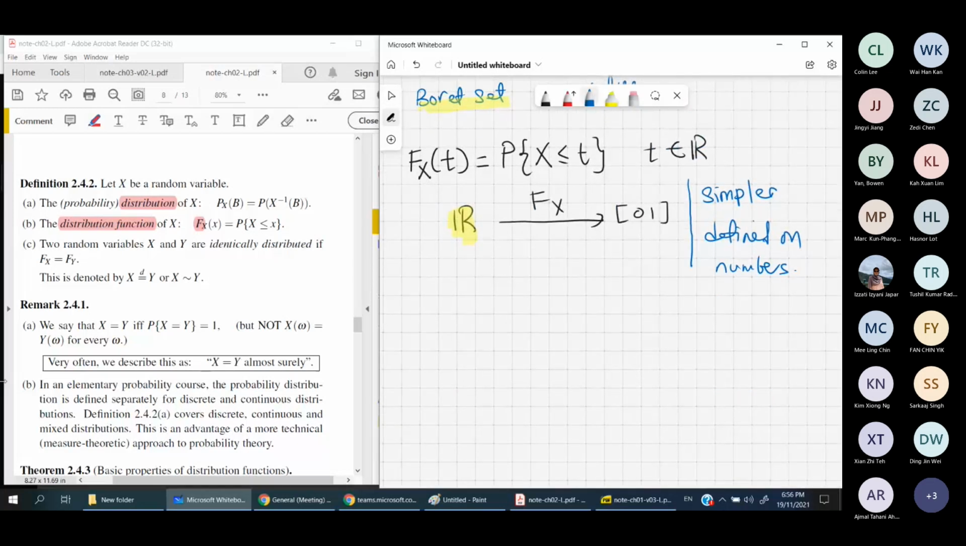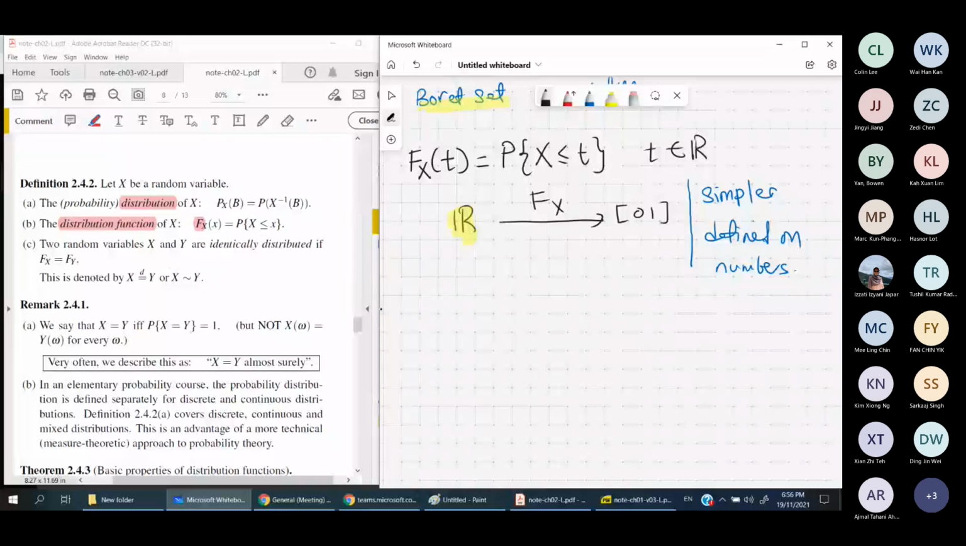Next, we have a concept of equality of random variables, which is slightly different from the usual sense. We say X equals Y if and only if P of X equals P of Y, the probabilities, not X of omega equals Y of omega. The idea is like this. When we consider two random variables and say they are identical, we do not need to require them to be exactly the same. We allow them to have a small discrepancy. As long as they produce the same probability, then we say they are the same.